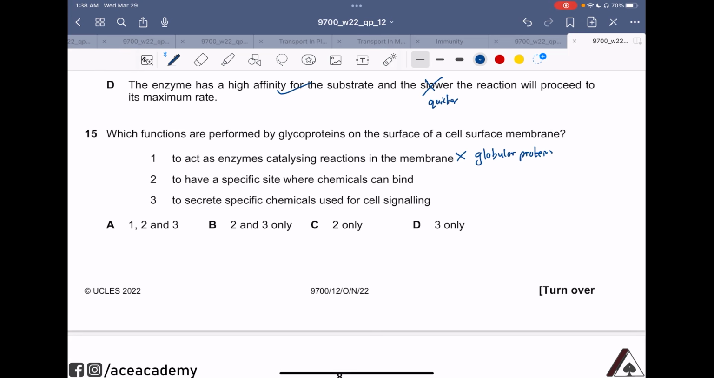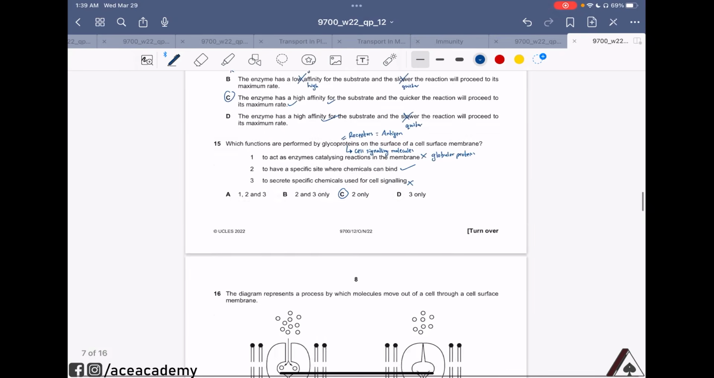Okay. To have a specific site where chemicals can bind, yes, because these are receptors, or antigens, or cell signaling molecules. Fine. Then number three, to secrete specific chemicals used for cell signaling. No, they do not secrete anything. So only two is correct, which leaves us with C as the correct option.